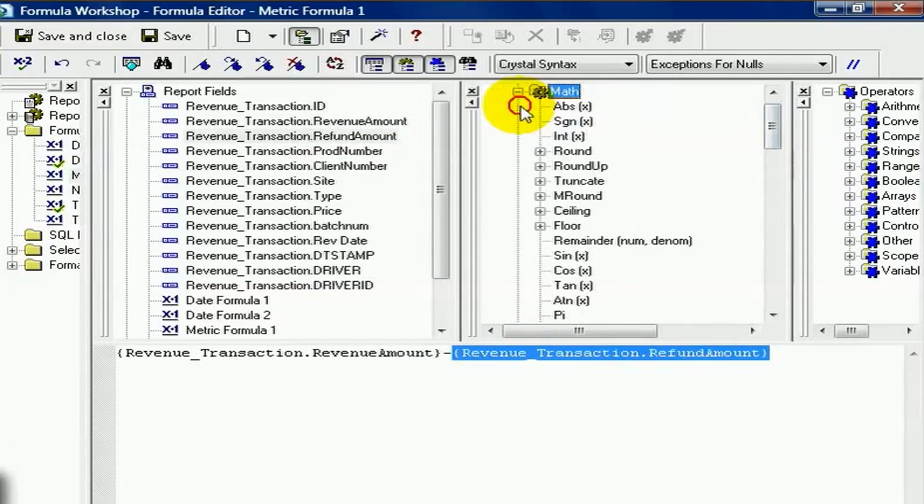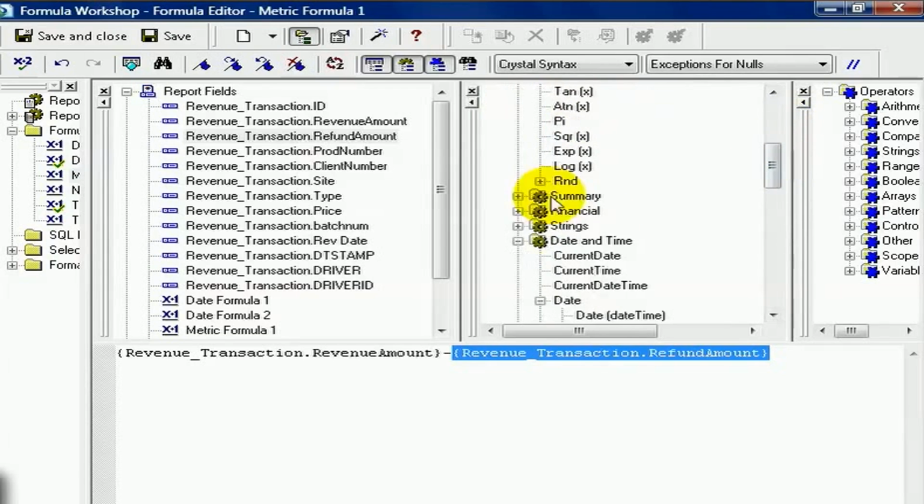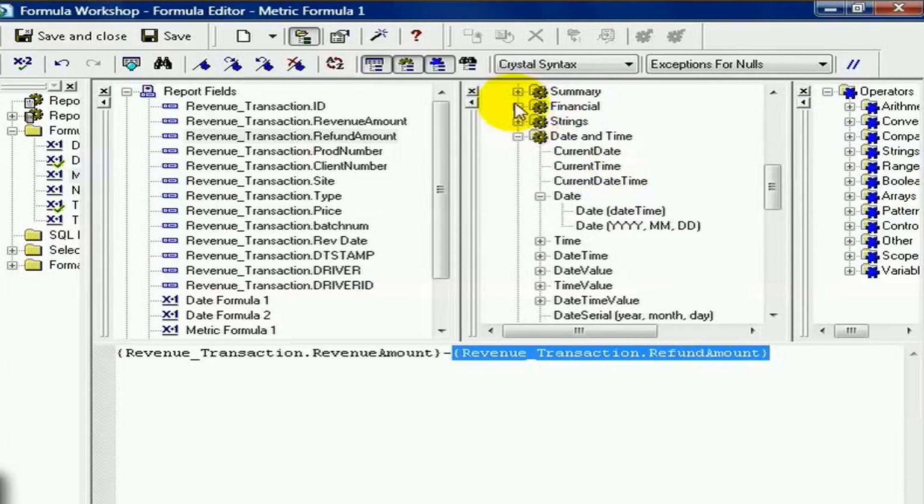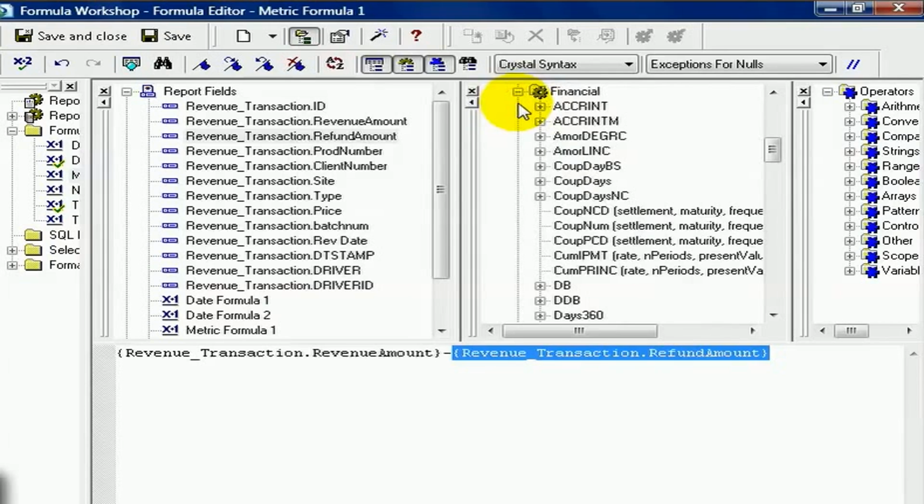If I look at my math, I can even do abstract. I can get the sign, I can round up, I can truncate, I can find a ceiling, a floor, find the remainder. I could also do any type of summary functions as well here. I can also get into Crystal's defined financial functions, but I'm going to leave that for you guys to experiment. It all depends on who designed the formula, if it's worth you using.